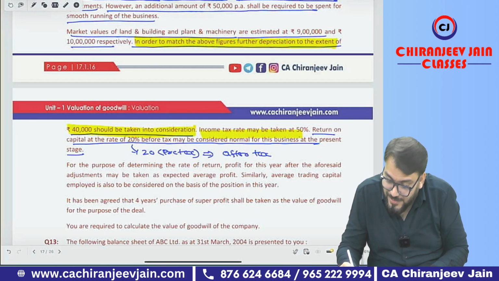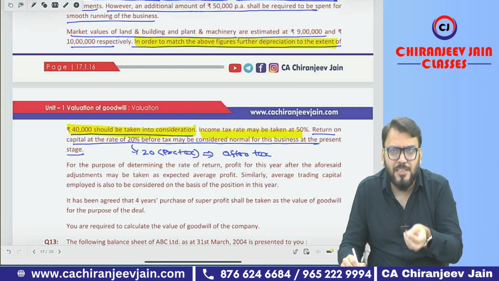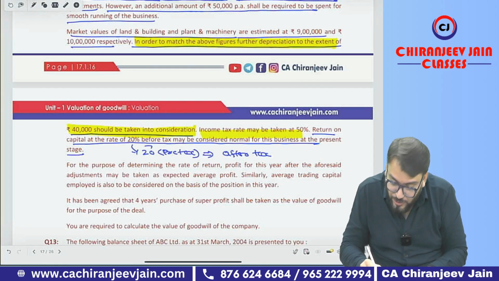So 50% is the tax rate. Of course, the after-tax NROR will be 20% into 50%, which means 10%. You need to be careful.